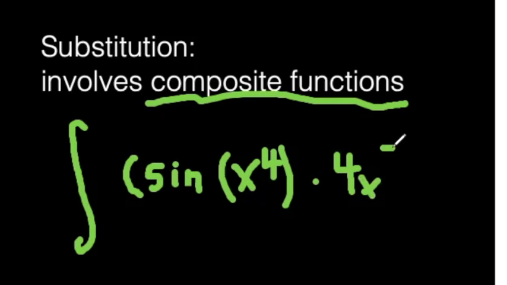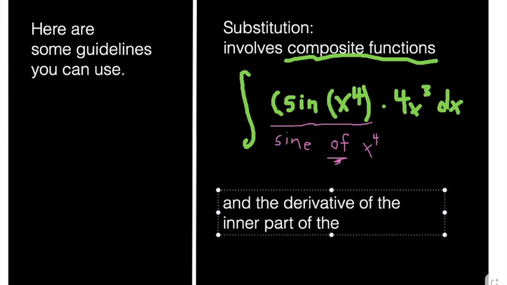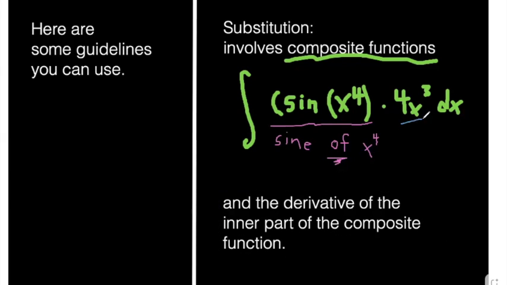Substitution involves composite functions, where we are looking at a function with another function inside. An example is the indefinite integral of sine of x to the fourth times 4x cubed. Here sine of x to the fourth is a composite function. In addition, there needs to be something related to the derivative of the inner function. In this indefinite integral, we see the 4x cubed as the derivative of x to the fourth.